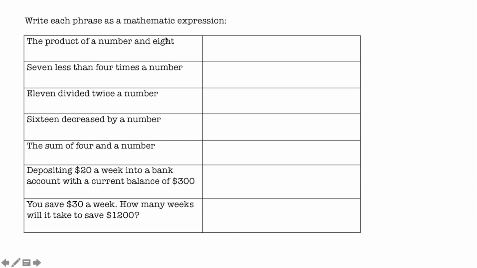So anytime you multiply a number and a variable together, you smush it together and put the number first. So we're going to put 8 in front and n at the end. So 8n would represent that expression, or that translation.